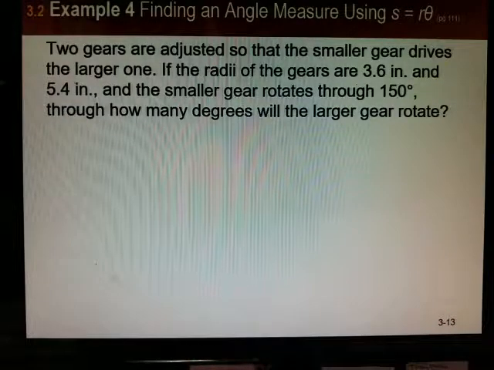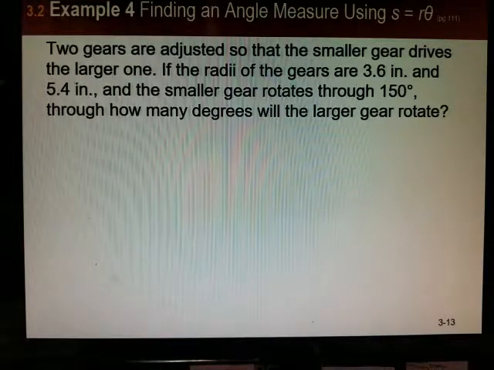All right, two gears are adjusted so the smaller gear drives the larger one. The radii of the gears are 3 and 6/10 of an inch and 5 and 4/10 of an inch. The smaller gear rotates through 150 degrees. Through how many degrees will the larger one rotate?